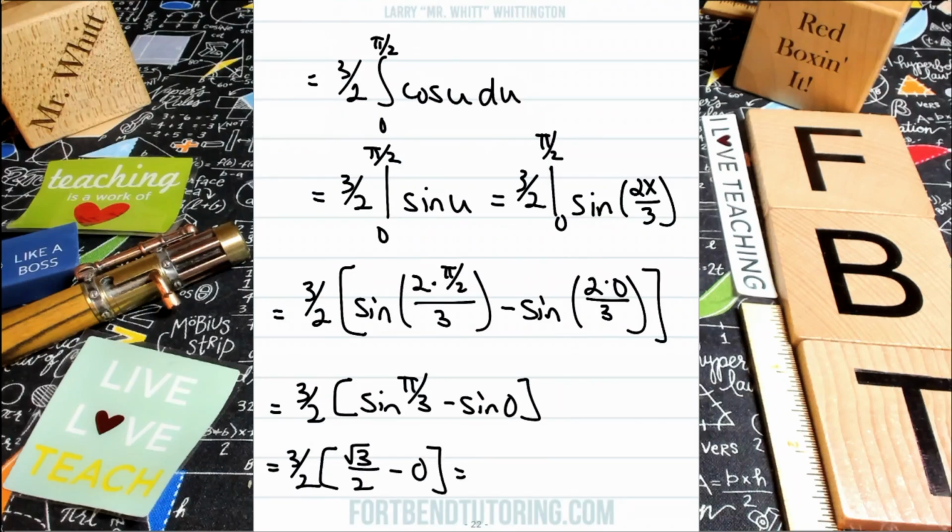So we essentially are going to be multiplying 3/2 times the square root of 3 over 2. So this equals 3 times the square root of 3 all over 4. Red, box it. Just like that, guys. And that is the answer to problem number 10.